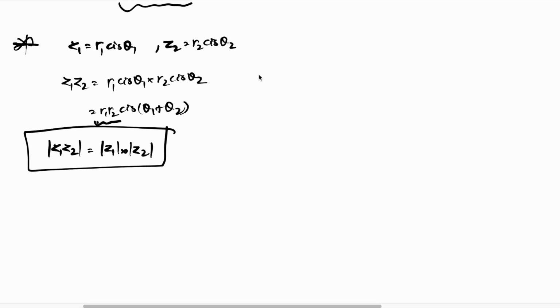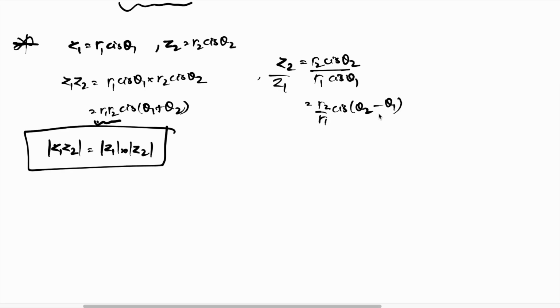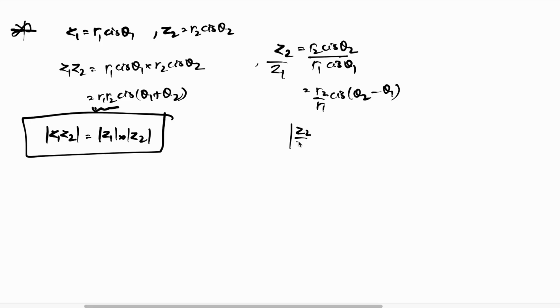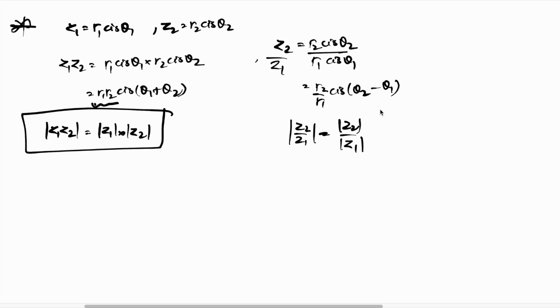Similarly, the same thing for division. If I divide z1 upon z2, that will be r1 upon r2 cis theta 1 minus theta 2. So modulus of z1 upon z2 is modulus of z1 upon modulus of z2. So this is one more property of the modulus of complex numbers.